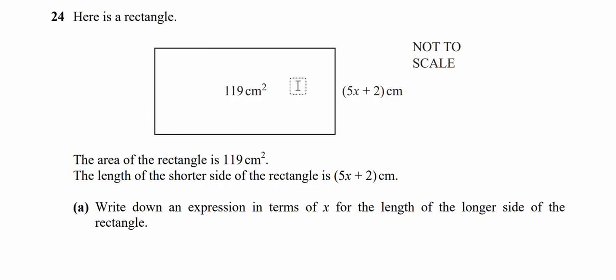Here's a rectangle. Given the diagram, the area of the rectangle is 119 cm squared. The length of the shorter side of the rectangle is 5x plus 2. Write down an expression in terms of x for the length of the longer side of the rectangle. 10 seconds from now.